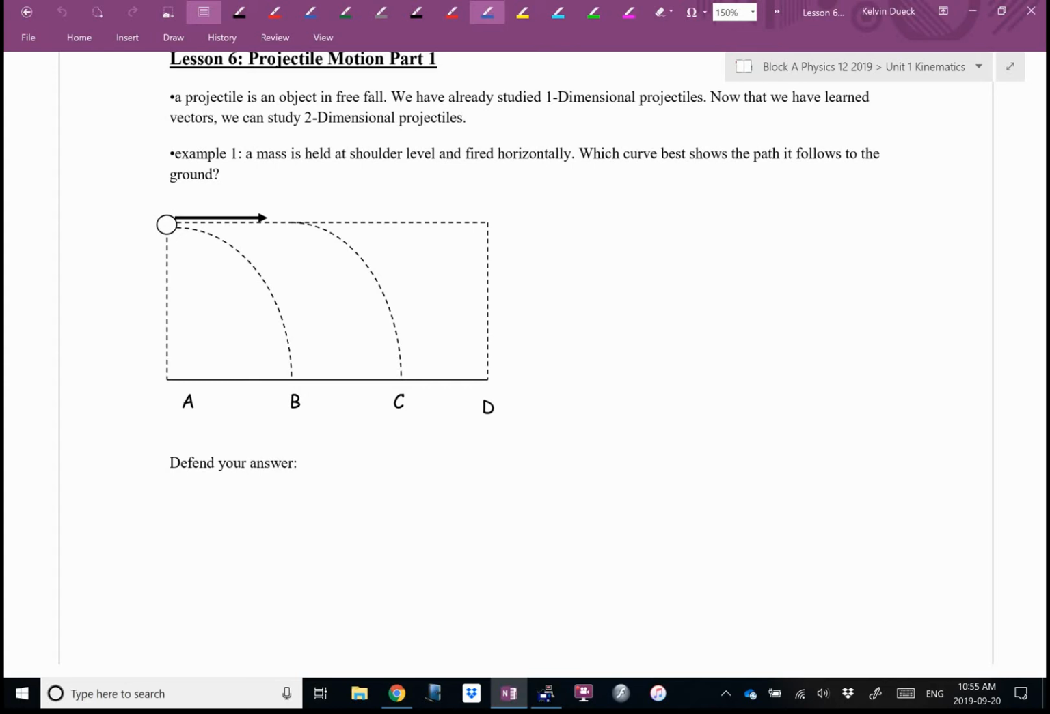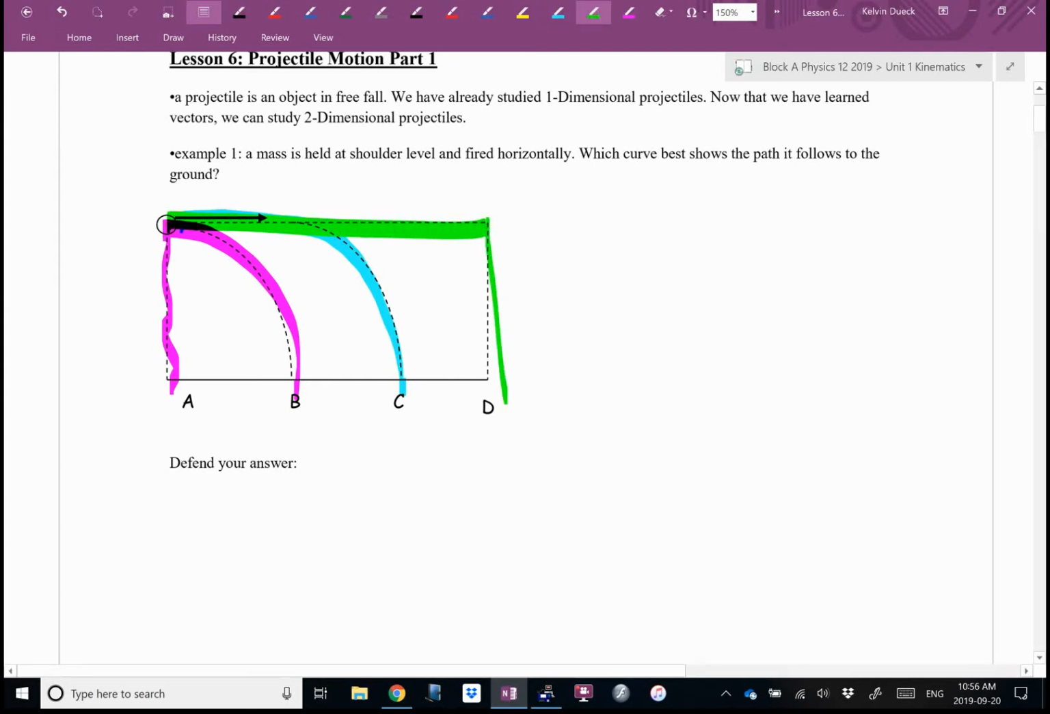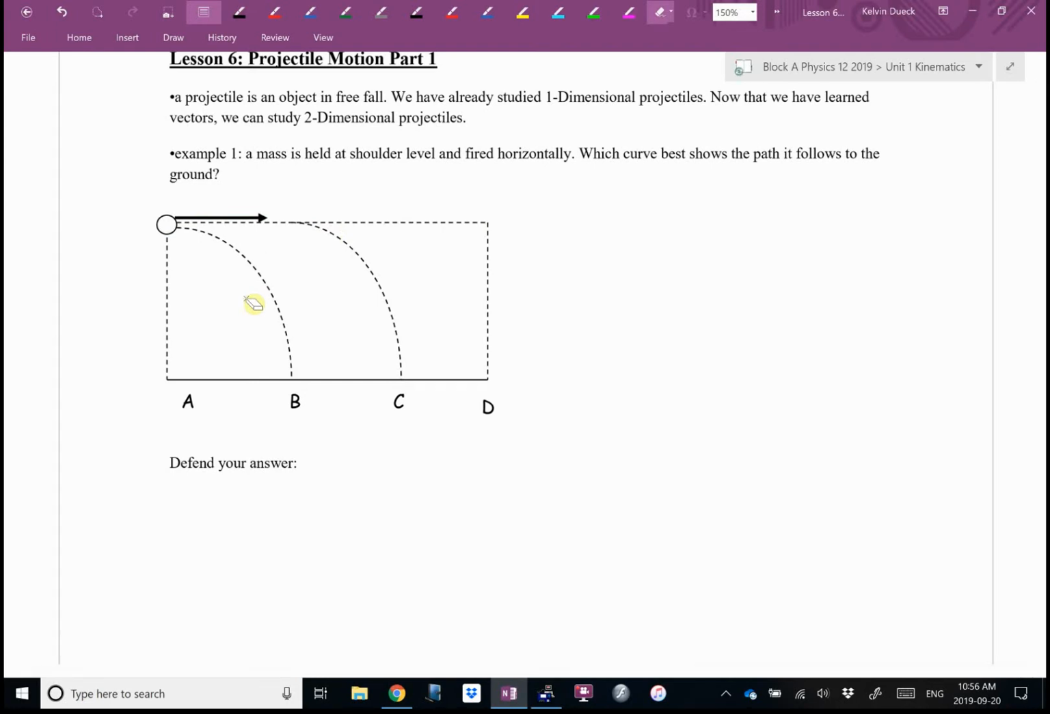We have 4 options, and since there's an election coming up, we're going to vote. Path number 1 is that path right there. Path number 2 is that path right there. Path number 3, it goes straight for a while and then falls down. Path number 4, it goes straight and then goes straight down. Those are the 4 paths I'm going to ask you to pick from. So if we were to fire a projectile horizontally, ignoring air resistance, what path does it trace out? A or B or C or D?